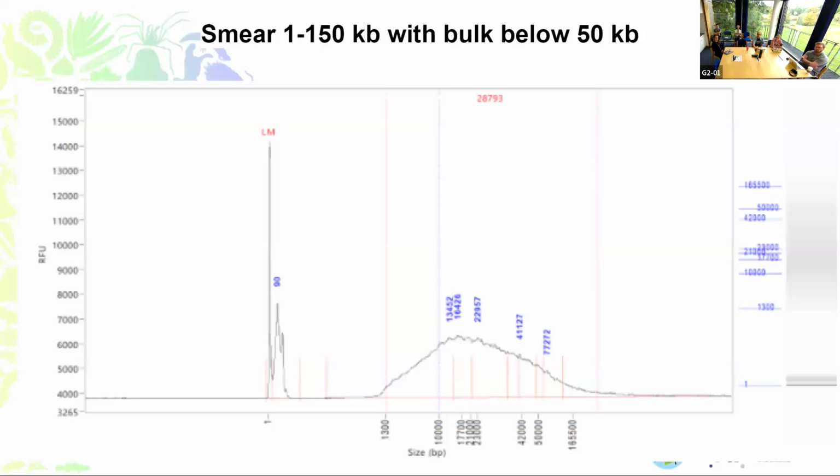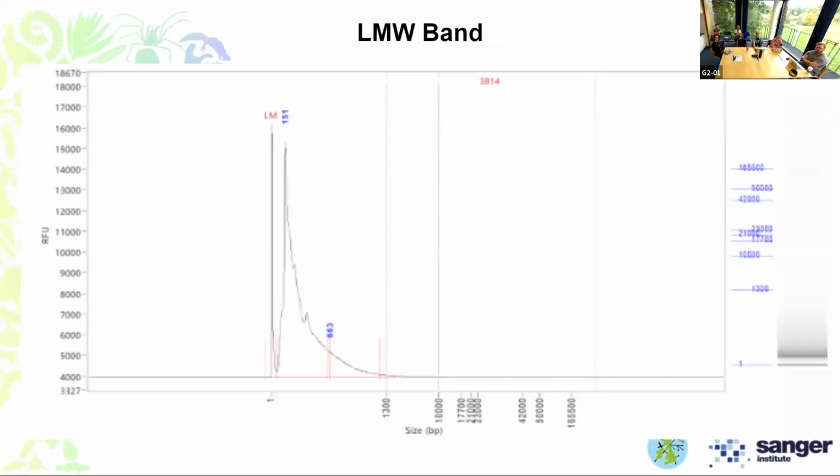Again, slightly poorer still. Bulk of our DNA is below 50 kb. Again, no strong band in the gel image. It's still something we'll definitely work with and consider taking forward to library preparation.